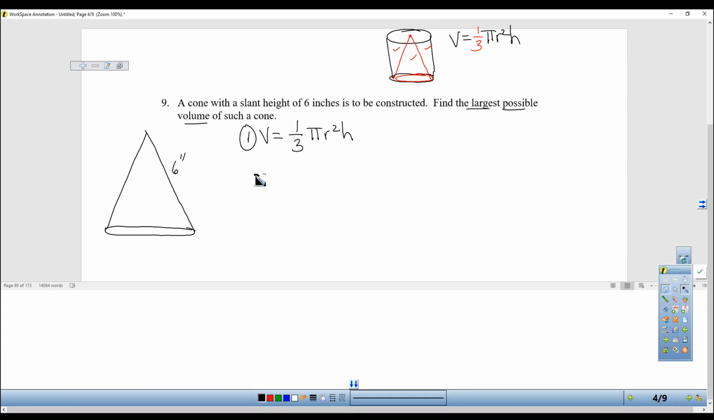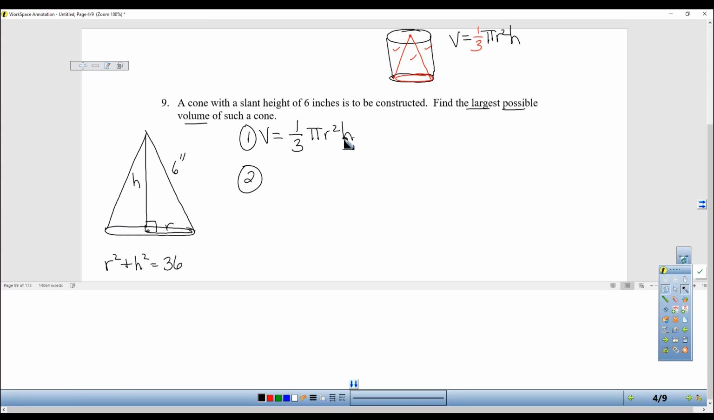That's the formula. I need a constraint. So this constraint is a little hard to see, but it's because it's a right cone that I can know that this will be h, and this will be r, and r squared plus h squared is equal to 6 squared. So you don't really see it right off the top, but it's r squared plus h squared is equal to 36.